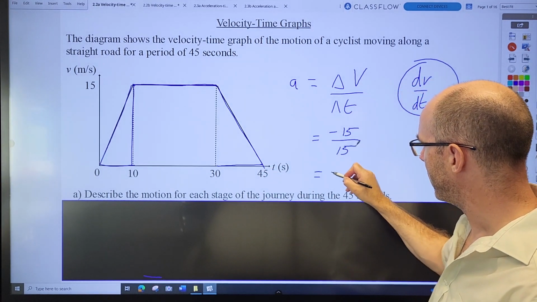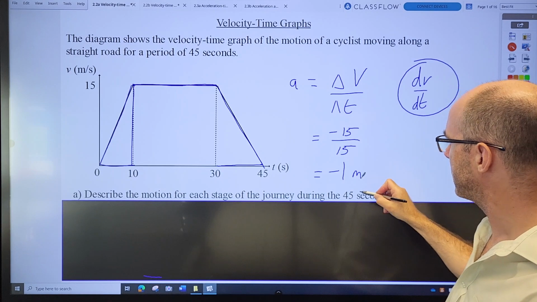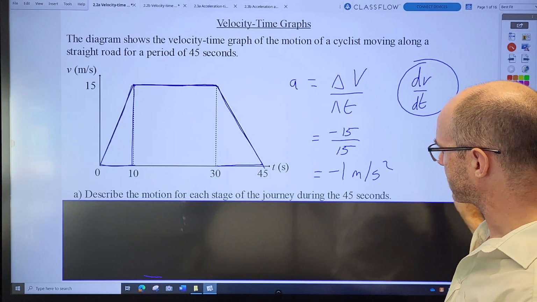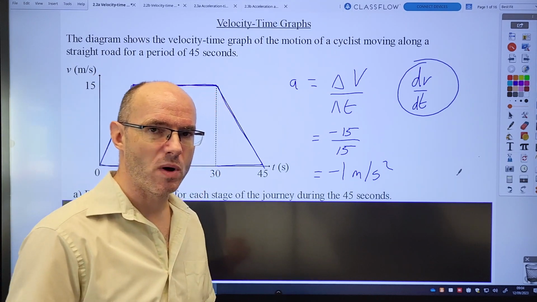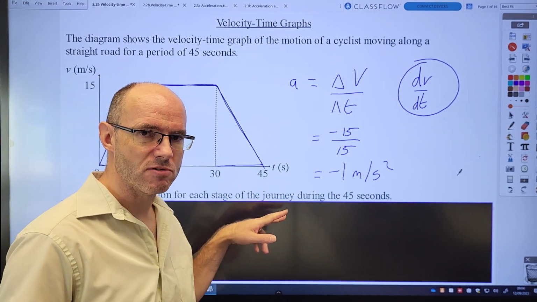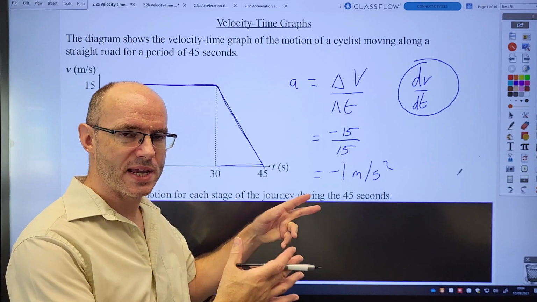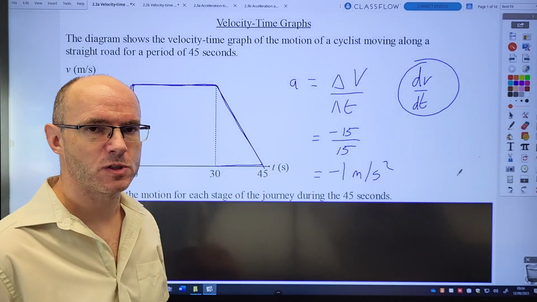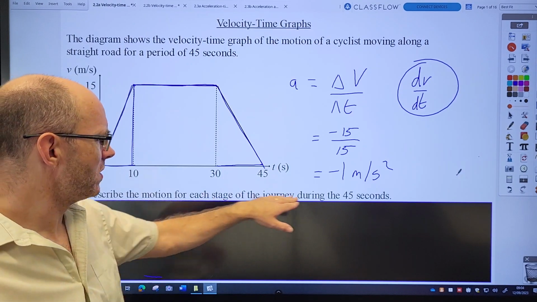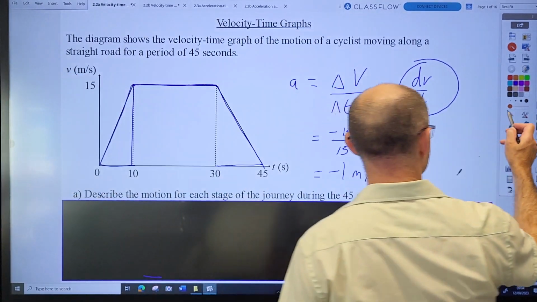So that's negative 1. So the acceleration, I'm going to write it like this. The acceleration is negative 1. Okay, that's slowing down at a rate of 1 meter per second squared. We say a deceleration of 1. Slowing down of 1 meter per second squared, or an acceleration a of negative 1 meter per second squared. Okay, that's what's going on in the 45 seconds.